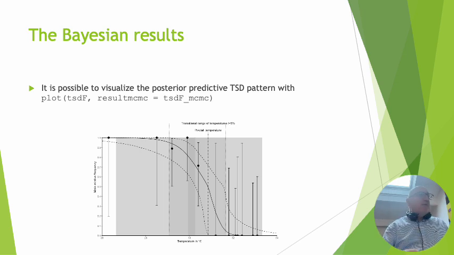It is possible to visualize the posterior predictive TSD pattern using this command, and you see that contrary to the maximum likelihood, this pattern looks better. This pattern describes clearly that you have huge uncertainty for the highest part of the graph, but also the lowest.